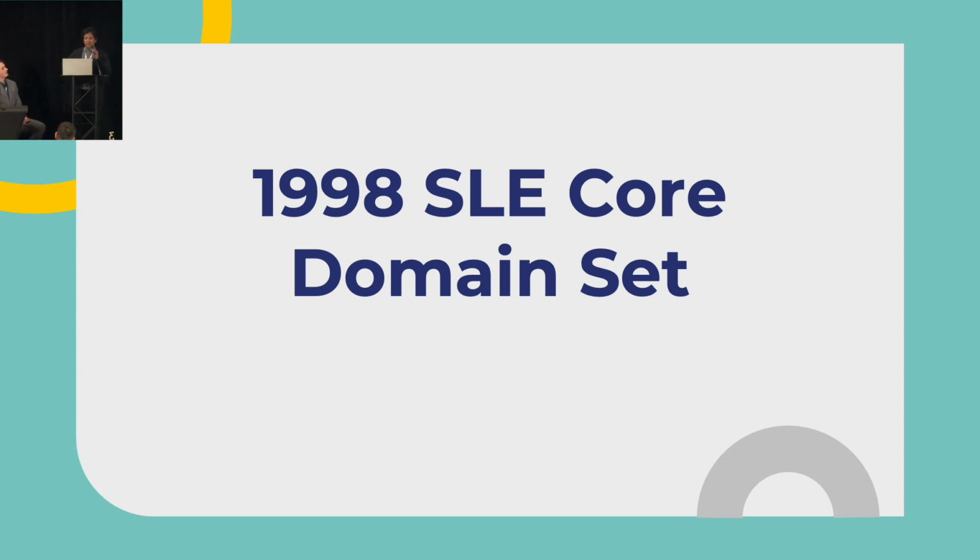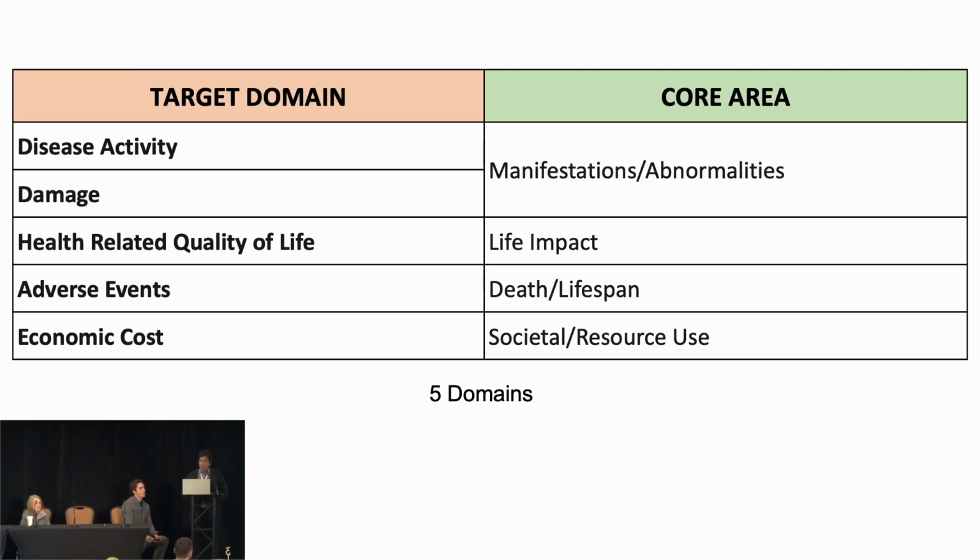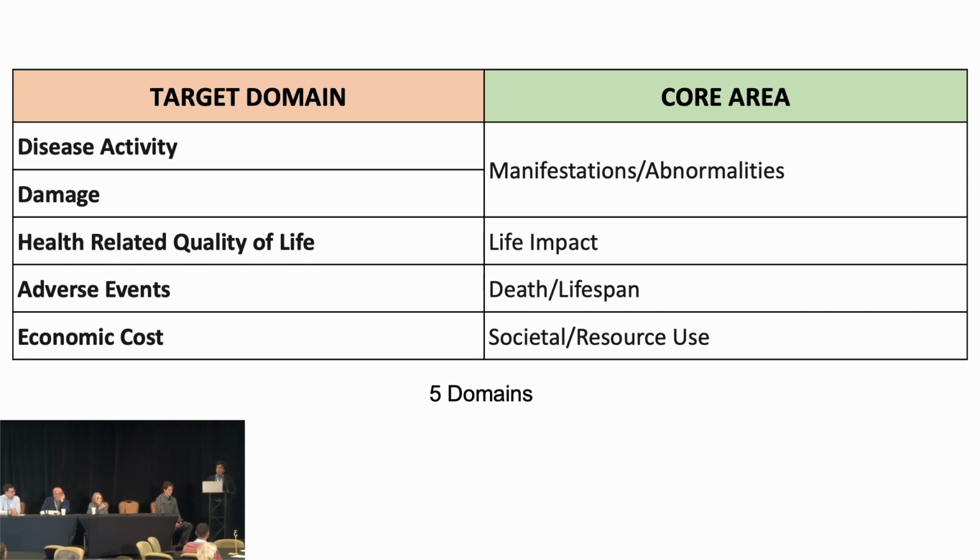All right. Hi, everyone. So I'll be going over the domains that were included in the 1998 Lupus core domain set and research agenda, and briefly outline the need to update the Lupus core domain set. The 1998 core domain set had 5 domains, which included disease activity, damage, health-related quality of life, adverse events, and economic costs. Although all of these domains remain important, lupus is a very complex disease, and there are many other important domains that need to be considered.